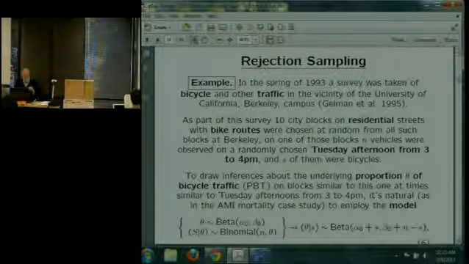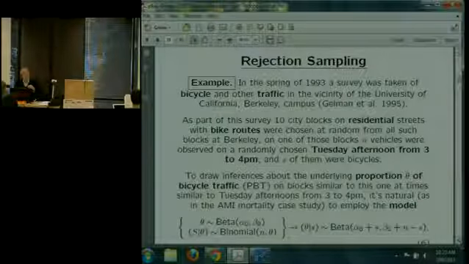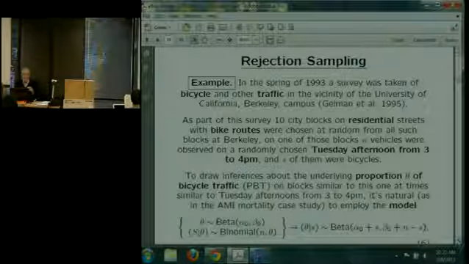And so this is one of these Bernoulli situations, right? Because every vehicle either is a bicycle or not. And when you count how many bicycles there are, you get a binomial.